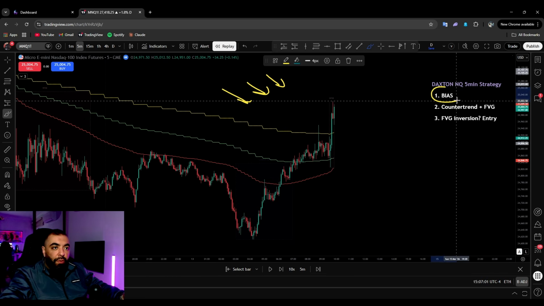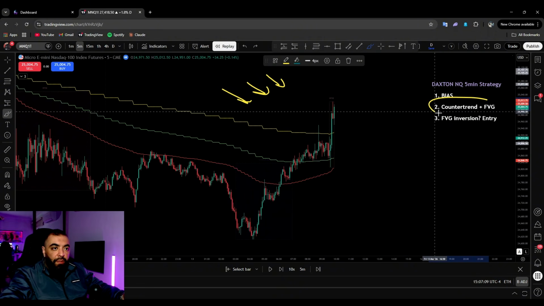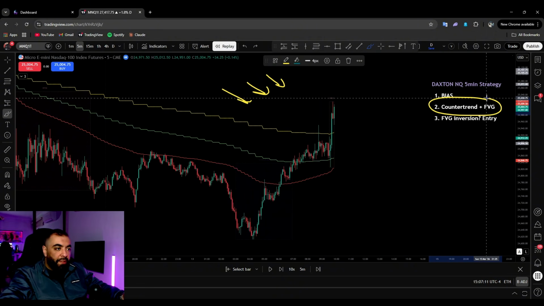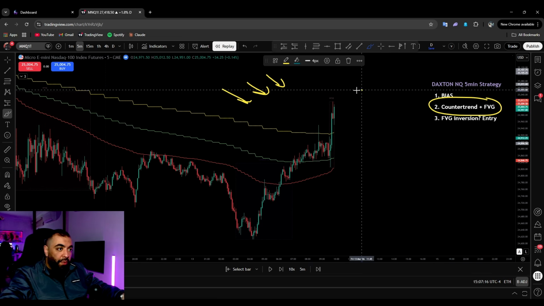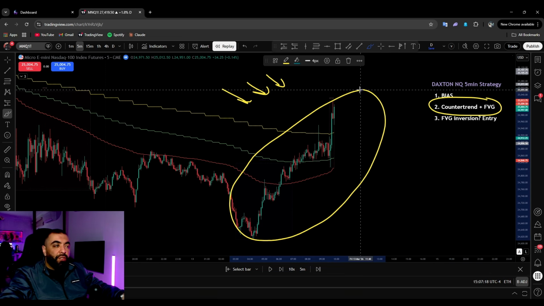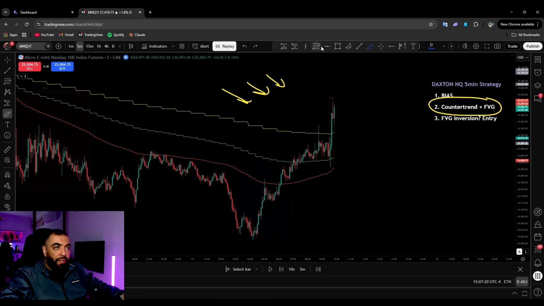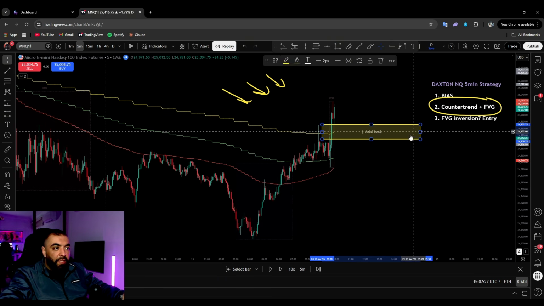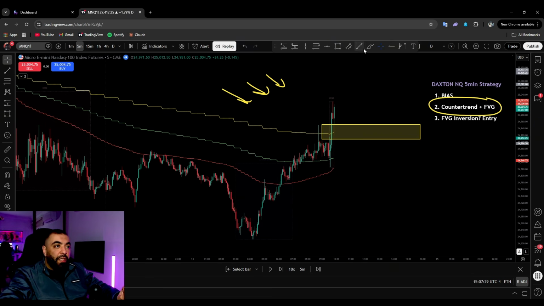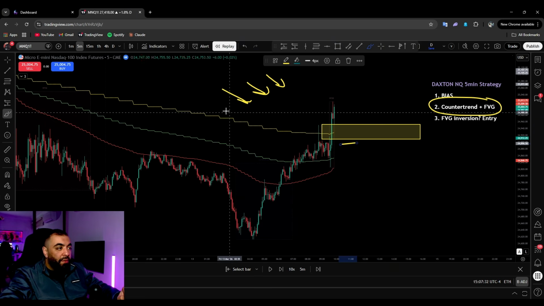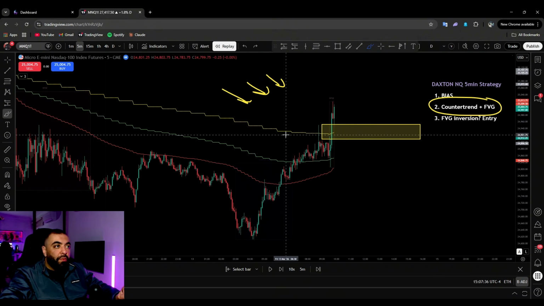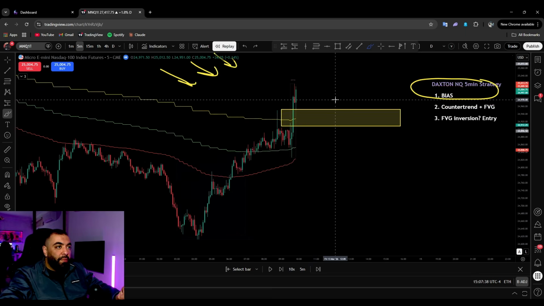And since we know our bias, the second step is to look for a counter trend plus FVG. The bias is bearish. We have a clear bullish trend here. This is the counter trend. We will be looking for a fair value gap inside this counter trend. We can see it right here, but we need the price to close under the biggest EMA that you can see right here to be able to enter this trade. Let's play the price out.